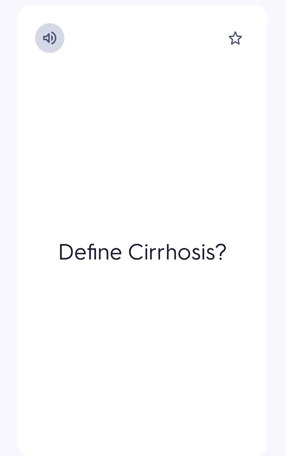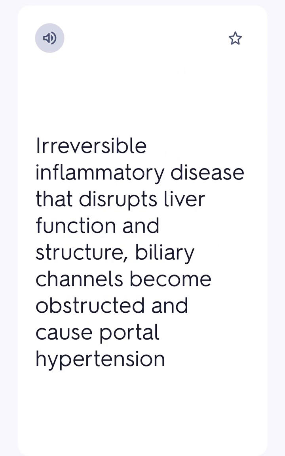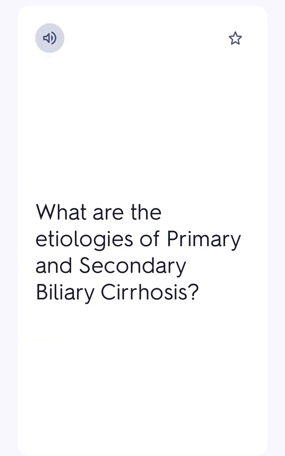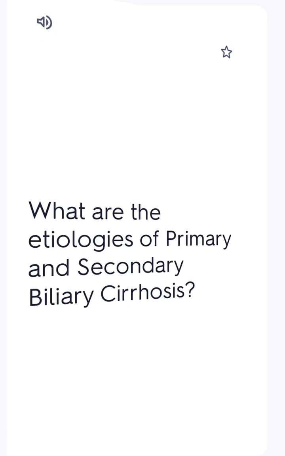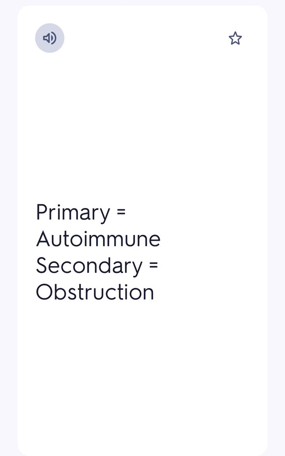Define cirrhosis. Irreversible inflammatory disease that disrupts liver function and structure. Biliary channels become obstructed and cause portal hypertension. What are the etiologies of primary and secondary biliary cirrhosis? Primary equals autoimmune, secondary equals obstruction.